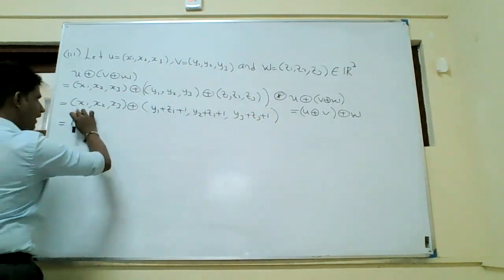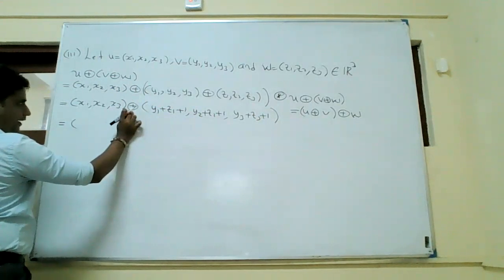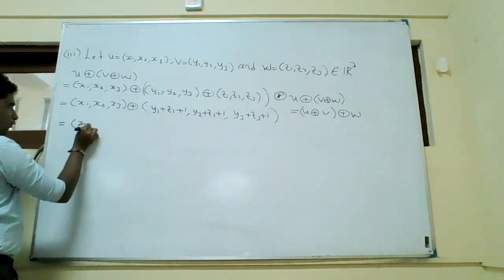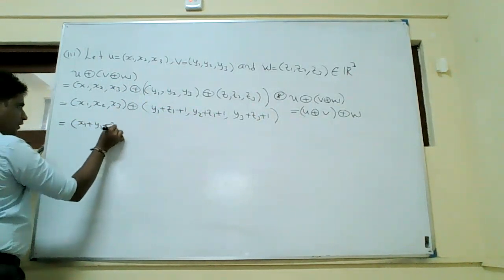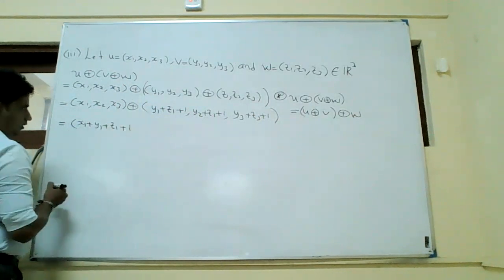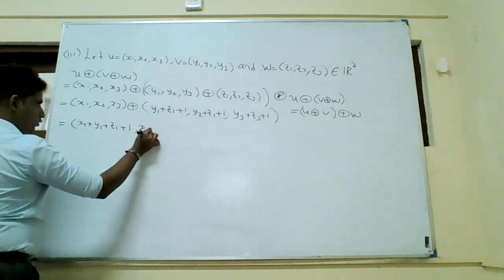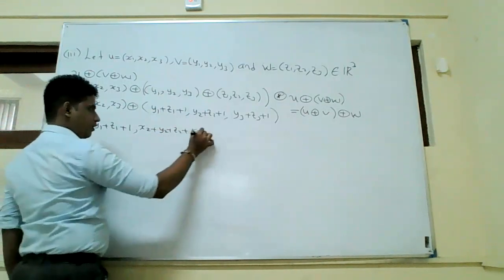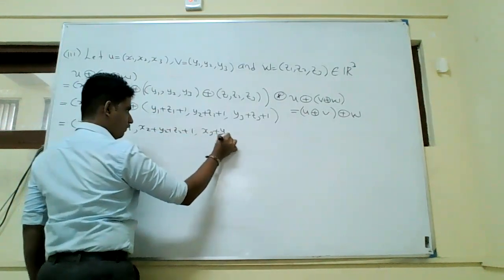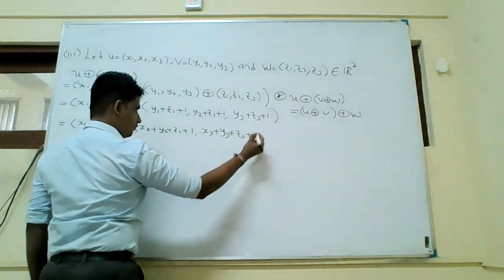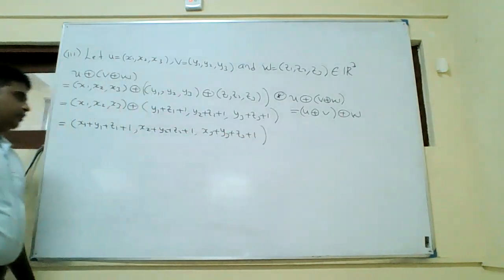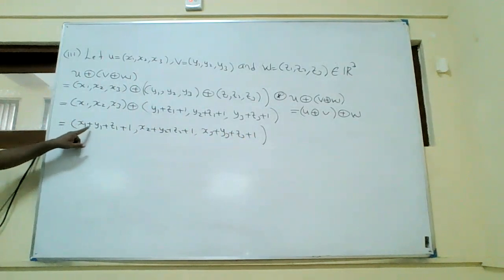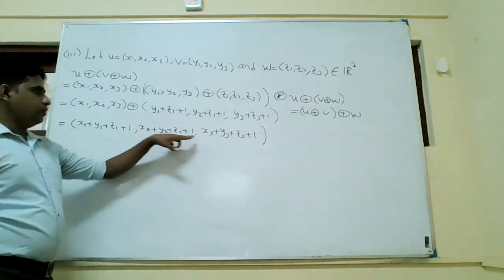So we will write again, do the vector addition here. That means x1 plus y1 plus z1 plus 1, x2 plus y2 plus z2 plus 1, x3 plus y3 plus z3 plus 1. Okay. Here x1, y1, z1 are real numbers, like here also, here also.